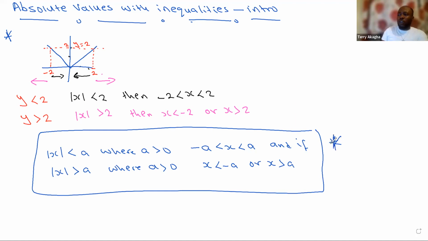This is just an introduction. Okay, so let me just introduce one example. Let's assume we have y is equal to the modulus of x - 1, for instance, and you were asked to ascertain from the graph the values of x for which the modulus of x - 1 is less than 3. And you're asked to find the possible values for x - 1 less than 3 and x - 1 greater than 3, okay? Let me just use this example here.